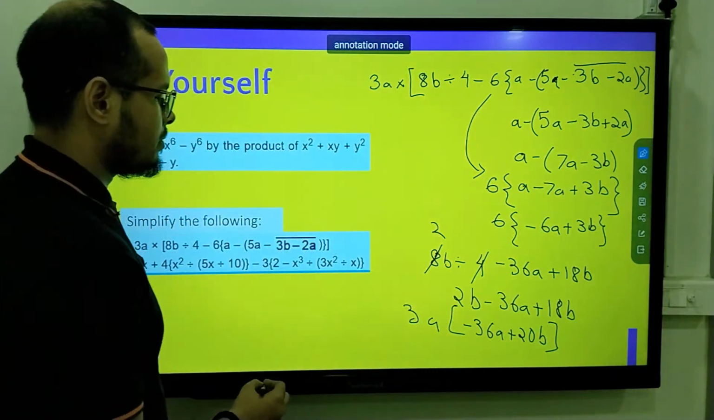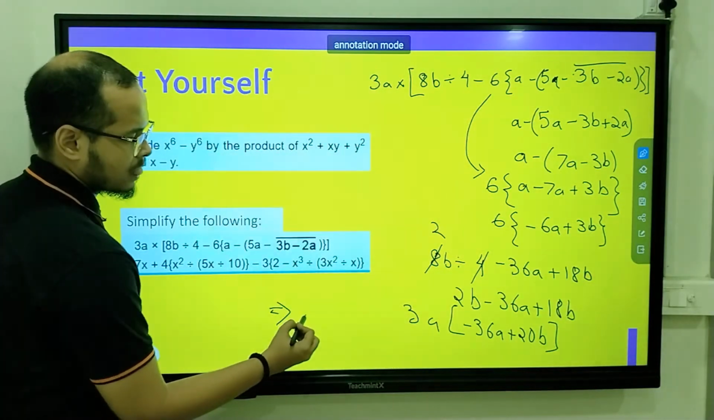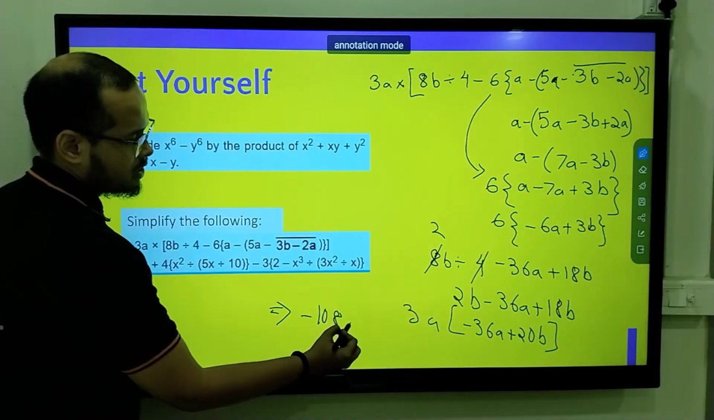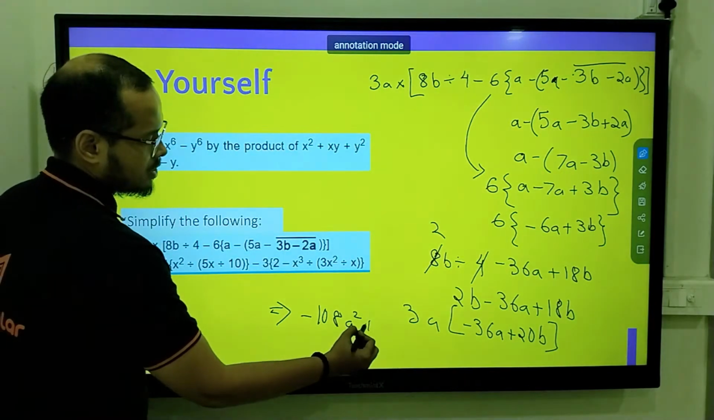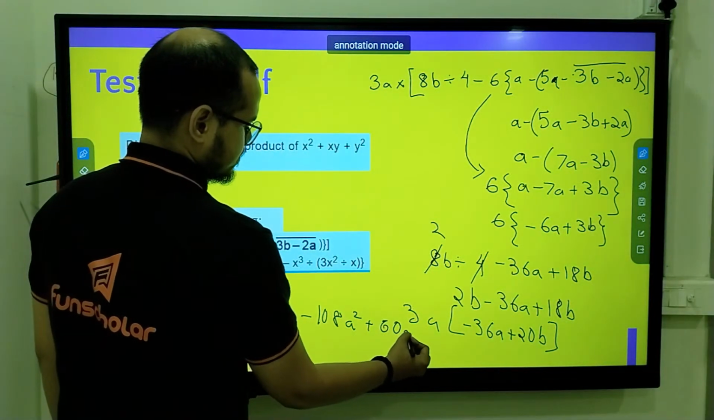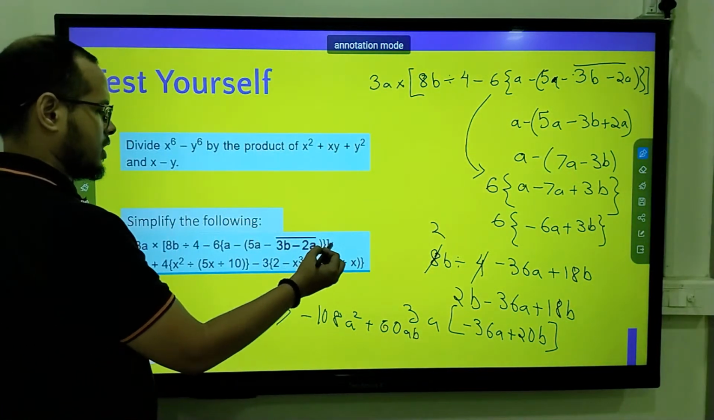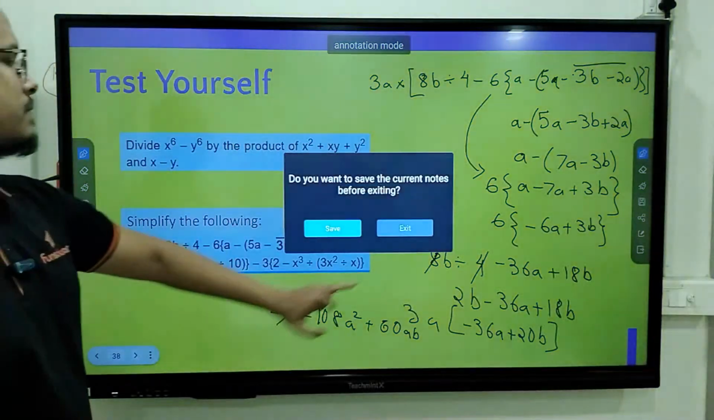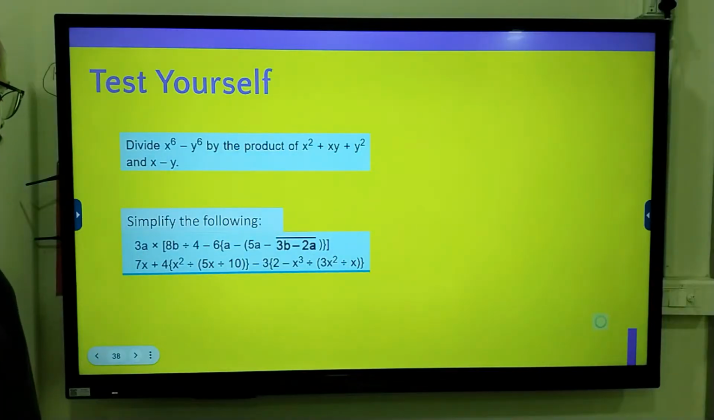Okay, so we'll be having what? We'll be having 36 into 3, so 108 a square plus 60 ab. This is going to be the answer for the first one. Okay, now try for the second sum. I'll be solving it right away.